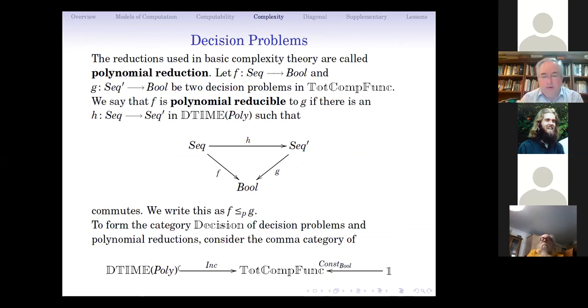So we're moving a little bit quickly here. You can also talk about decision problems in complexity theory, and we have the same type of idea about reductions, okay? But here, we don't only want these H's to be total computable functions, but we also want them to be computable in polynomial time, okay? And so you get, again, this comma category, like this, and this pulls out Bool, and this includes into this, and you get this comma category of all decision problems. Great.